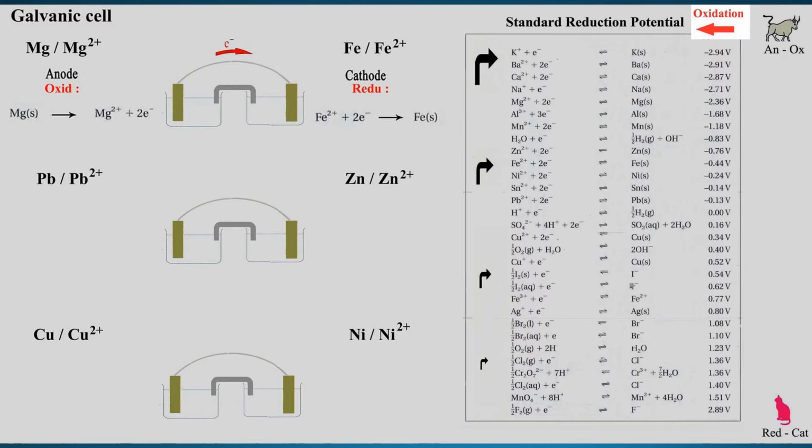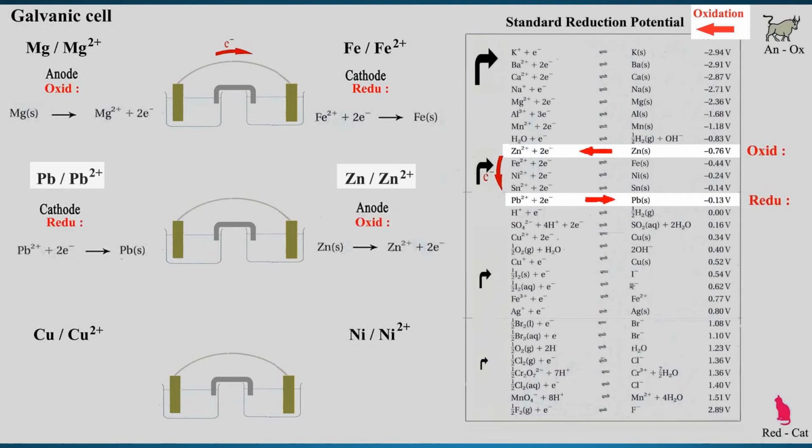Do another one. Pb and zinc, highlight on the standard reduction table. Which flows to which? Top flows to bottom. So zinc is oxidized, lead is reduced, as follows. Careful, this is the other way around now. Zinc is oxidized, lead is reduced. So the electron flows this way.